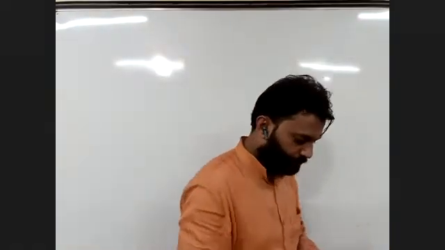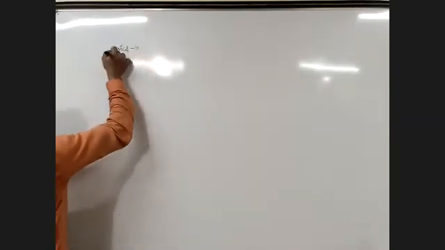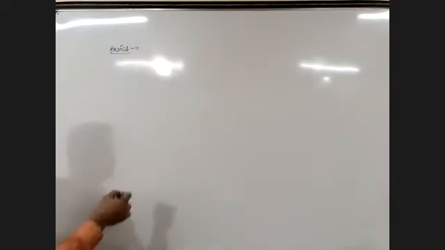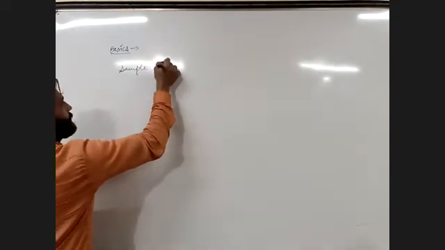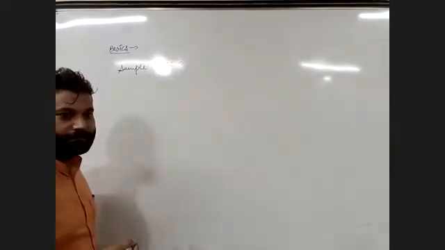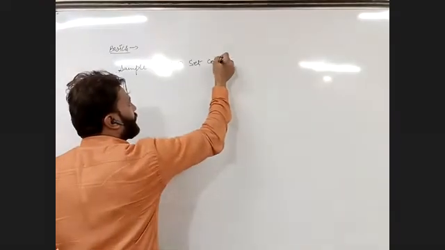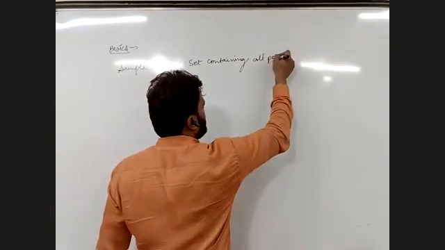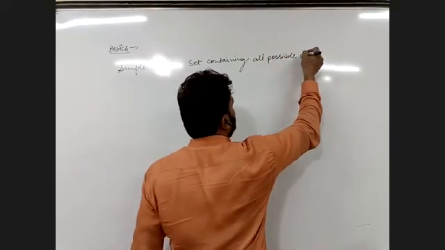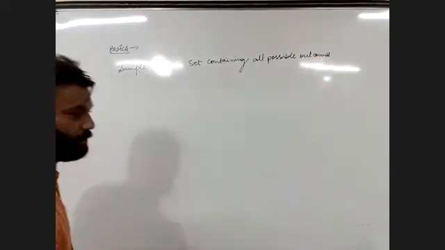Now look, we need to first of all recall certain basics in probability, like the sample space. What's meant by sample space? The total outcomes. That is a set containing all possible outcomes. The set containing all possible outcomes.